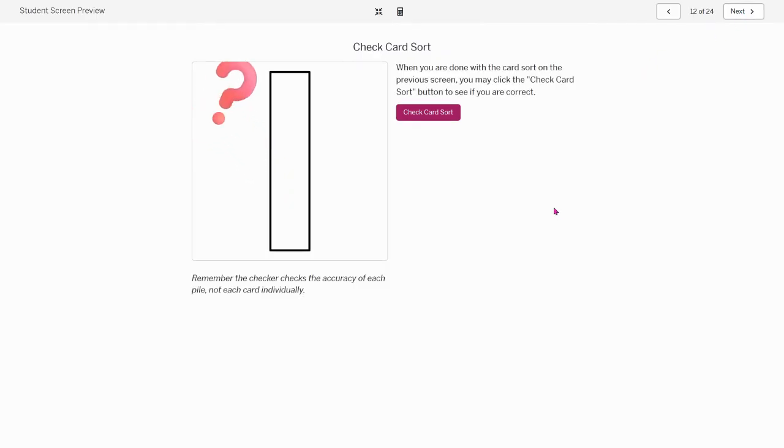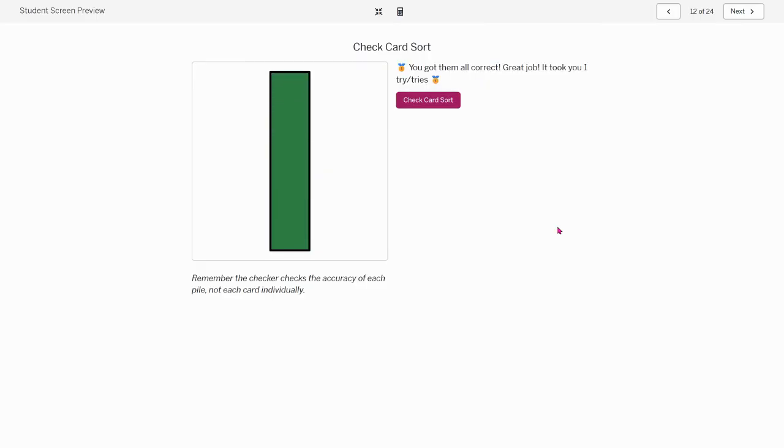Oh, wait, check your card sort. Oh, did everybody get a full green bar? Mine's full. Did anybody else get a full green bar? Does anybody need me to go back to the answers?